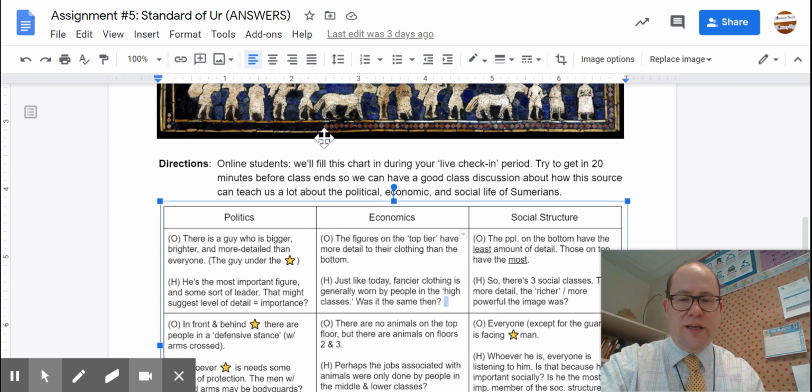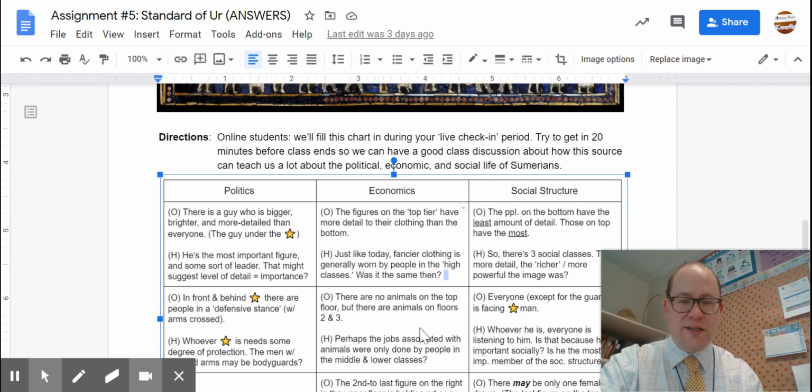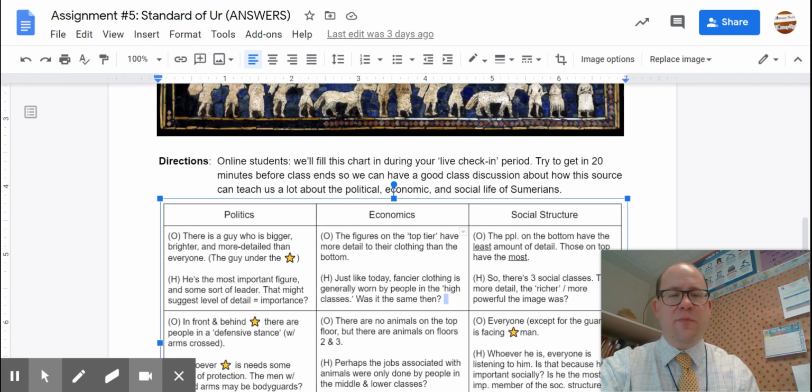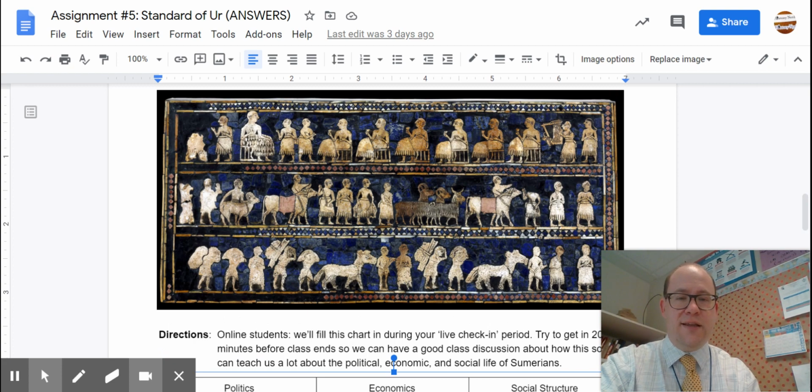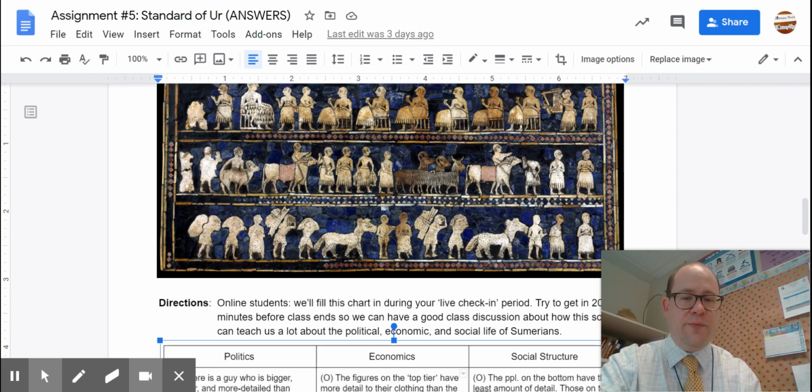Anyway, so we have some more economics. There's no animals on the top floor, but there are animals on the bottom floor. Could that suggest that if you worked with an animal, you probably were not a member of the upper class? I mean, I see some animals here, but no animals up here.